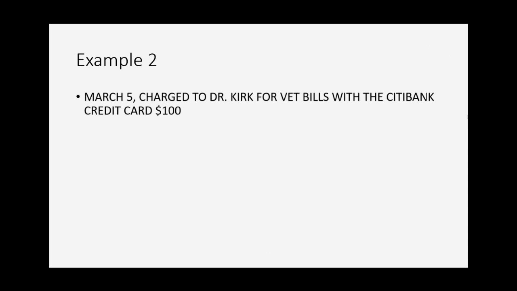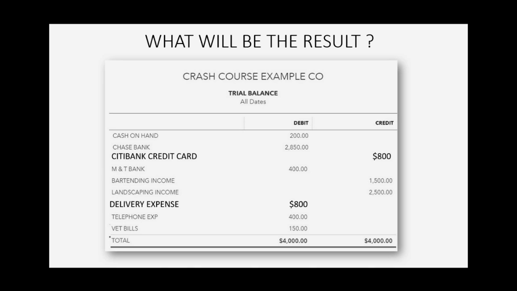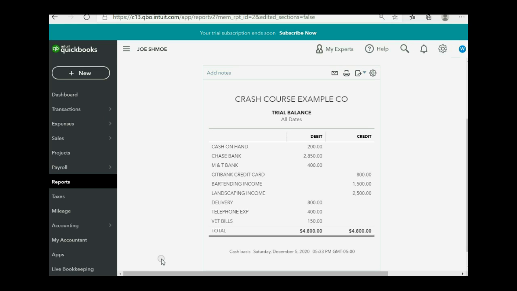Let's do a second example. Let's imagine on March 5th, we charged to Dr. Kirk for vet bills with the Citibank credit card $100. What will be the result of this charge? Well, we owe $100 more to the Citibank credit card, so that balance will increase and become $900. And of course, if we have $100 more in vet bills, the expense increases and becomes $250. So how do we record this?